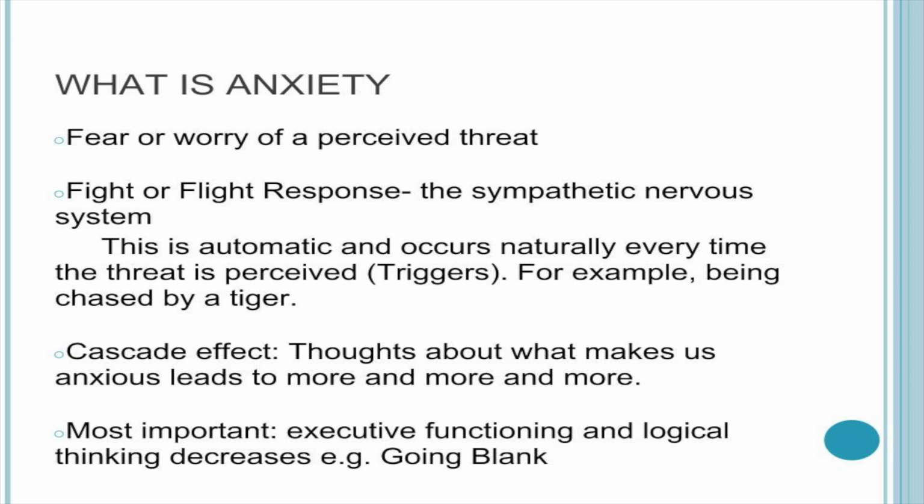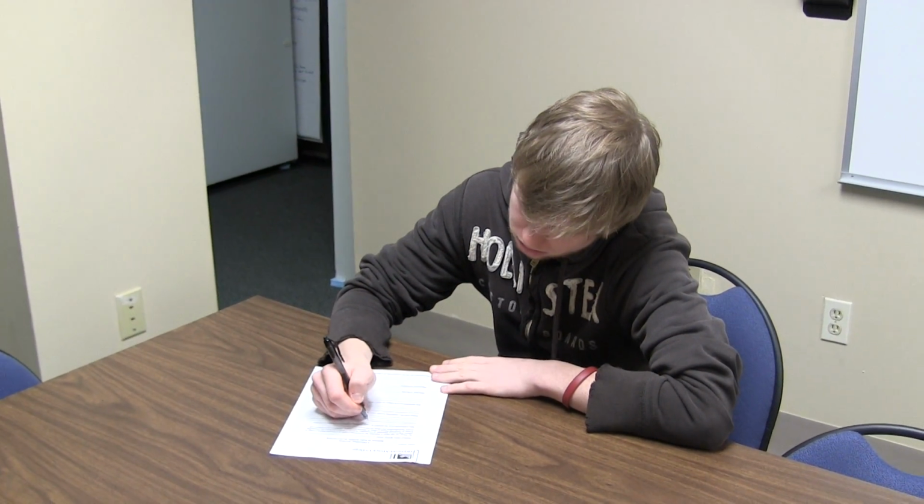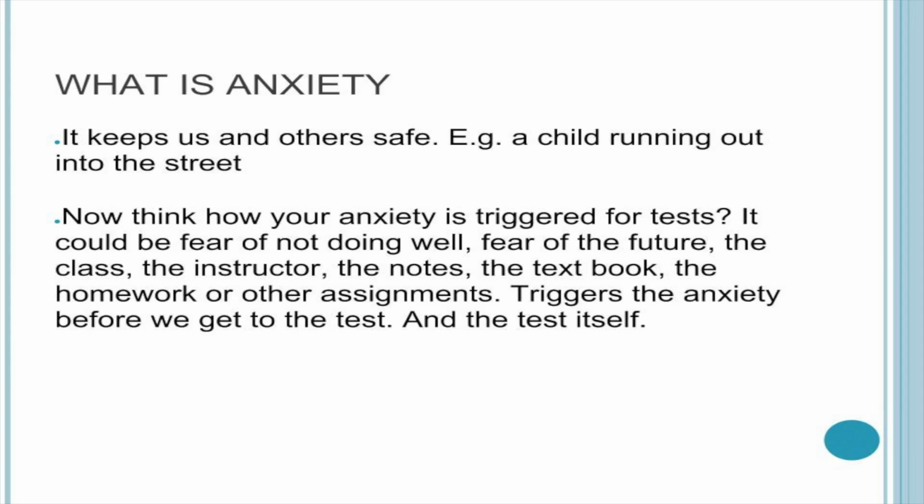Also, thoughts about what makes us anxious can lead to what's called a cascade effect. So when we have thoughts about what makes us anxious, it leads to more and more thoughts about the same stuff that makes us anxious, which makes us more and more anxious. Which also leads us to probably the most important thing with test anxiety. With anxiety comes a loss of some of that executive functioning, some of that logical thinking definitely goes down. So if you've ever taken a test and you've been anxious during the test and you've had that experience of going blank, this is why. You're anxious and your thinking definitely decreases.